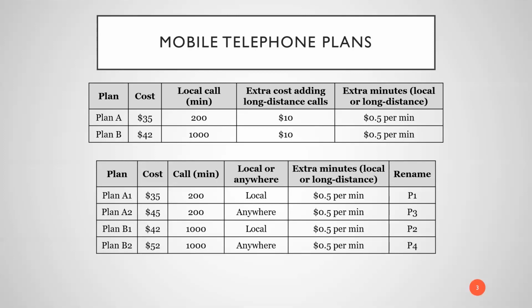Plan A1 is just local calls with an initial cost of $35 and a limit of 200 minutes. Plan A2 takes advantage of adding long distance calls by accepting a cost of $10. And the same thing for Plan B. You can divide it into sub-plans.